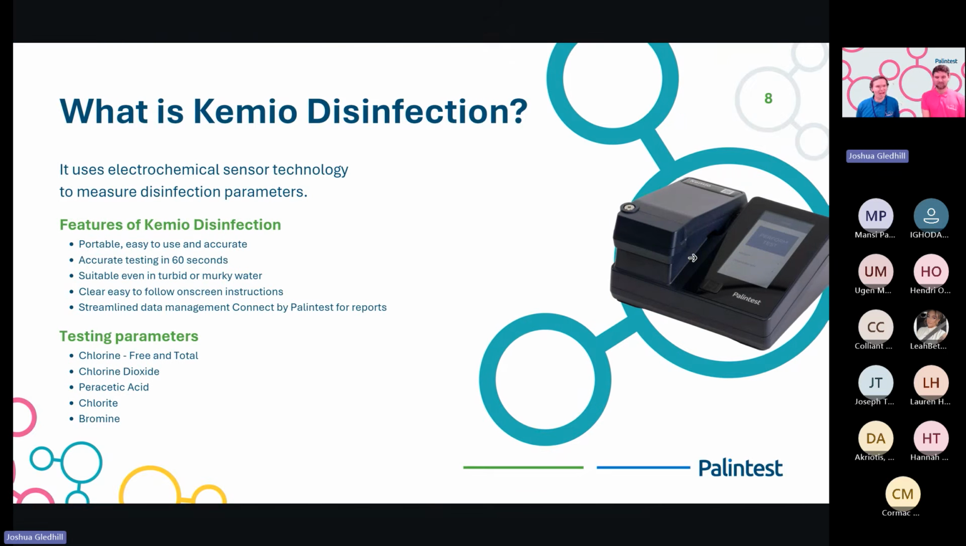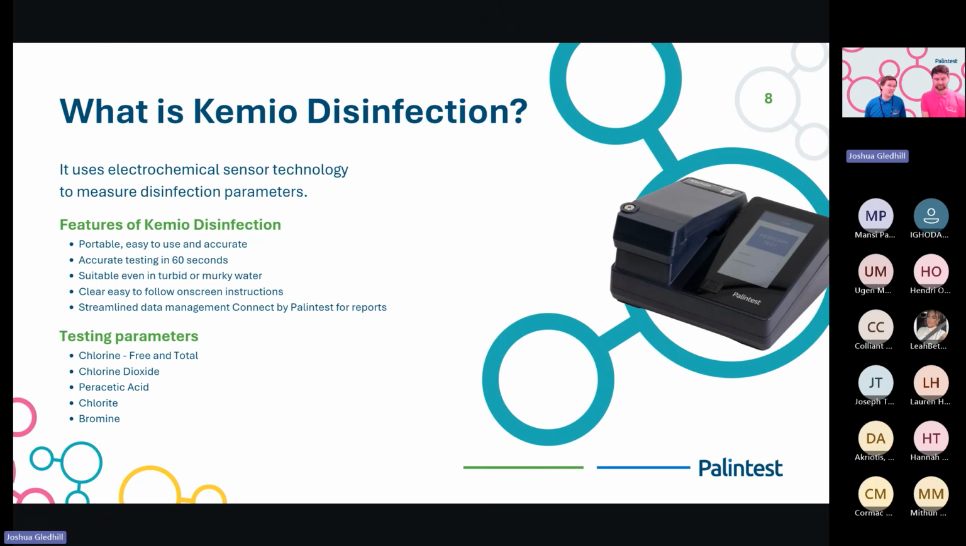So, yeah, we're going to cover Kemio, so a bit about the instrument and then the features and benefits, and then also talk about some of the applications, specifically in the food and beverage industry. So firstly, Kemio uses electrochemical sensor technology to measure disinfection parameters. It's different to more traditional photometric methods, but Josh, we have a good video later, and Josh will go into the science behind how the instrument works.